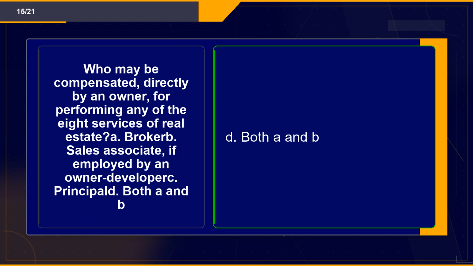Flashcard 15. Term. Who may be compensated, directly by an owner, for performing any of the 8 services of real estate? A. Broker. B. Sales associate, if employed by an owner-developer. C. Principal. D. Both A and B. Definition. D. Both A and B.